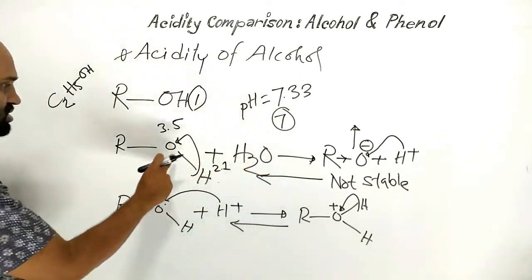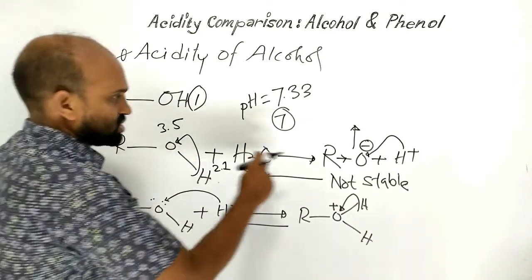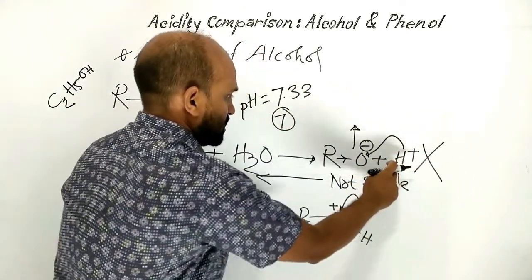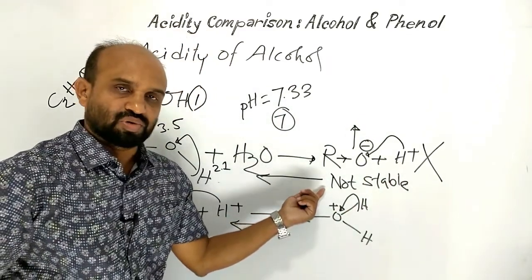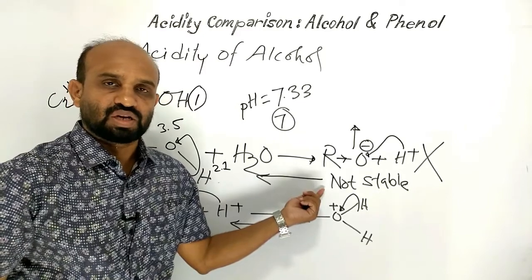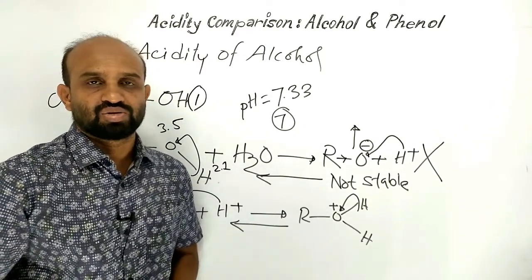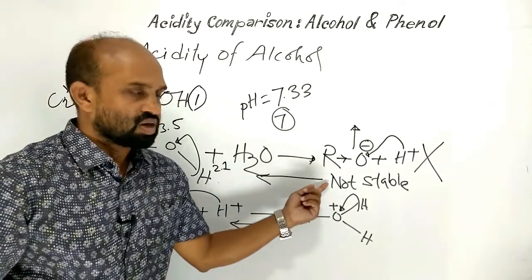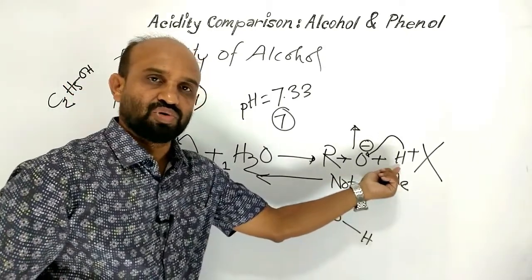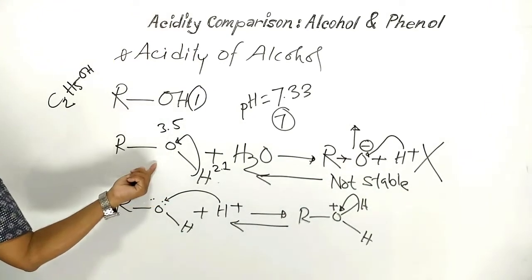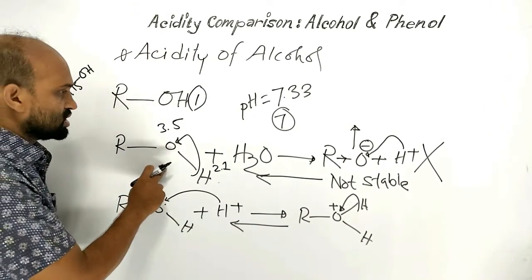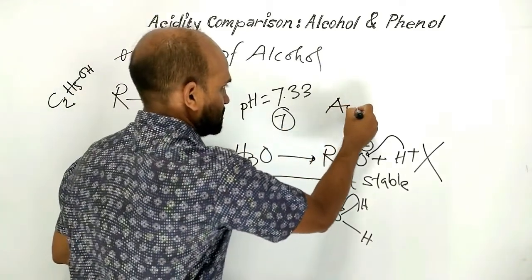So simply we can say that alcohol is not acid because it cannot produce proton. After releasing proton, the alkoxide ion formed is unstable. It cannot form resonance structures. The alkoxide ion again receives this proton to form the alcohol molecule. So alcohol is not acid.